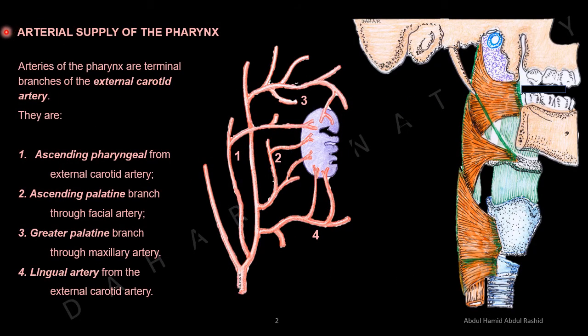Arterial supply of the pharynx. Arteries of the pharynx are terminal branches of the external carotid artery. They are, number 1, ascending pharyngeal from external carotid artery. Number 2, ascending palatine branch through facial artery. Number 3, greater palatine branch through maxillary artery. And number 4, lingual artery from the external carotid artery.